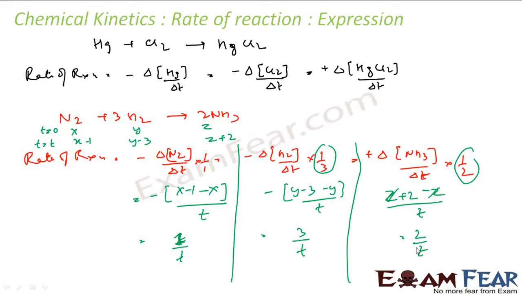They are not the same. They can be made the same if you multiply this by 1 by 3 and 2 by t with 1 by 2. So in this case, if you see, all become 1 by t. Correct? And that is the reason why we divide all these values by their stoichiometric coefficient.